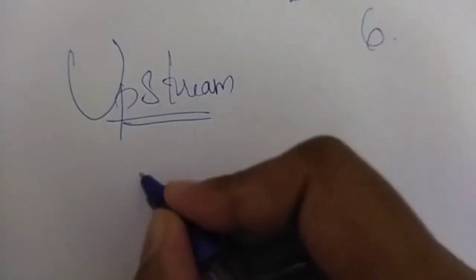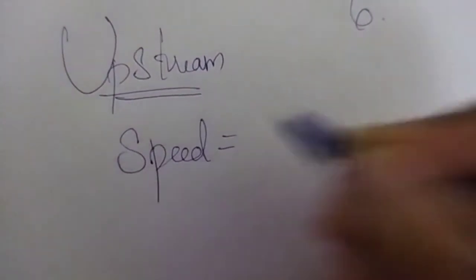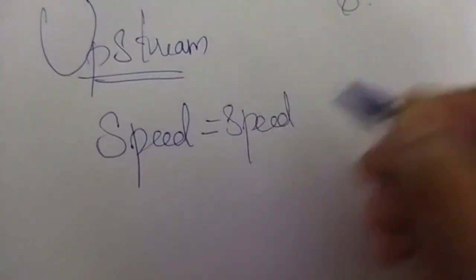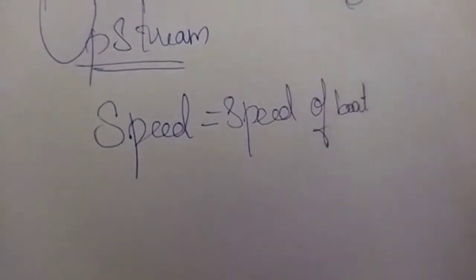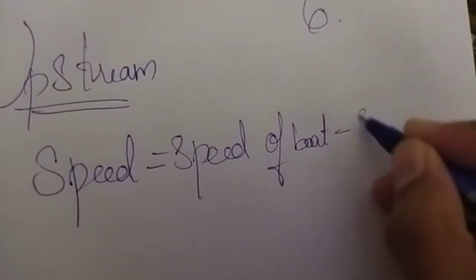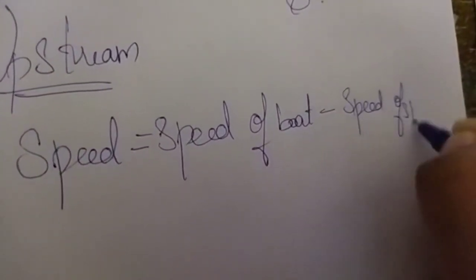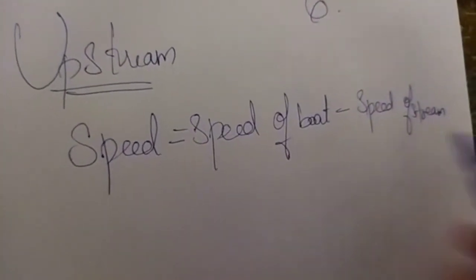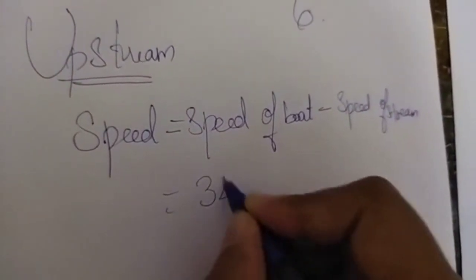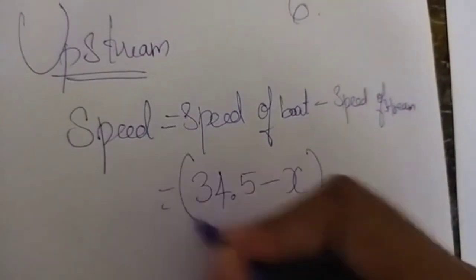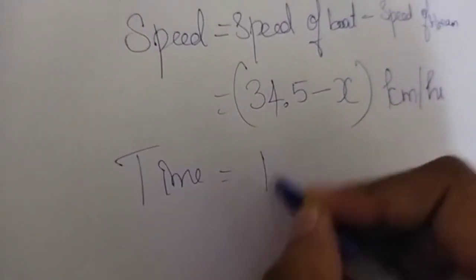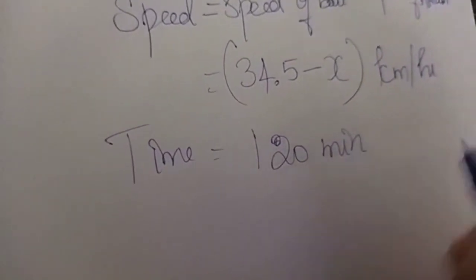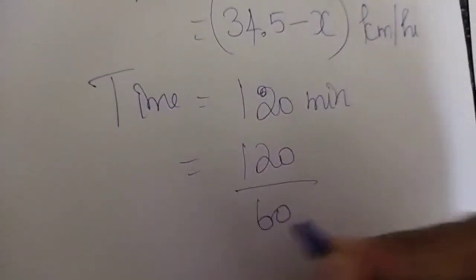For upstream speed, the speed of boat is reduced by the speed of stream. So upstream speed is speed of boat minus speed of stream. So it is 34.5 minus x kilometer per hour. Upstream time is 120 minutes. So 120 divided by 60, 2 hours.